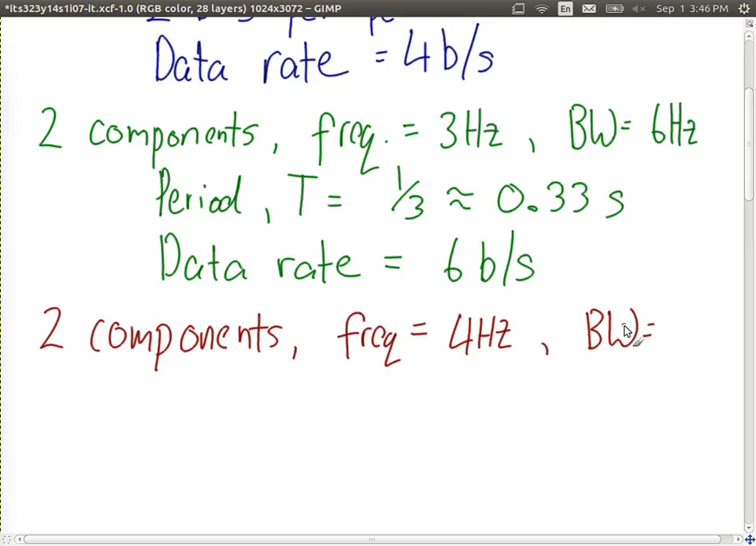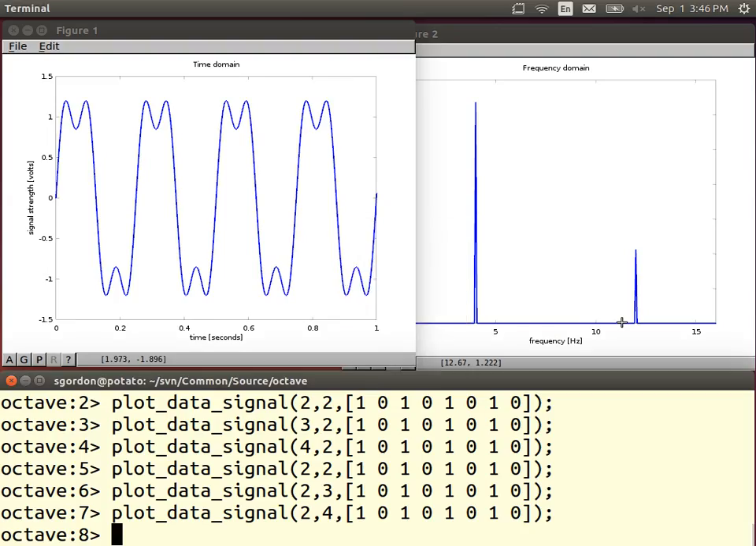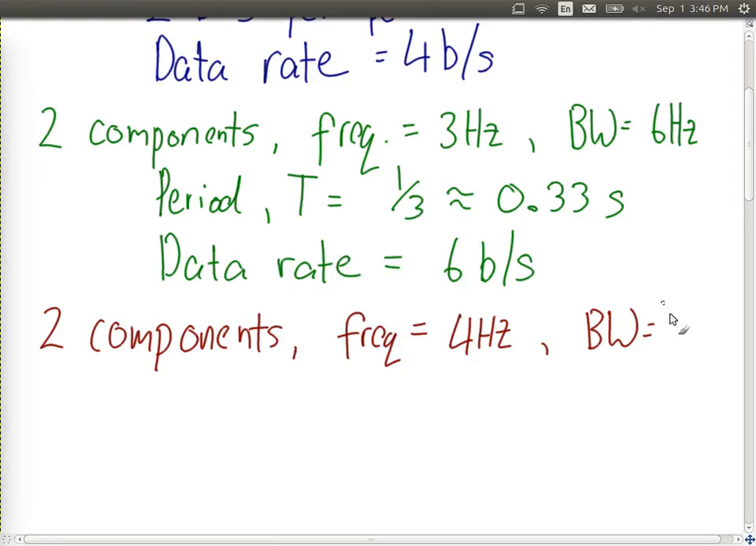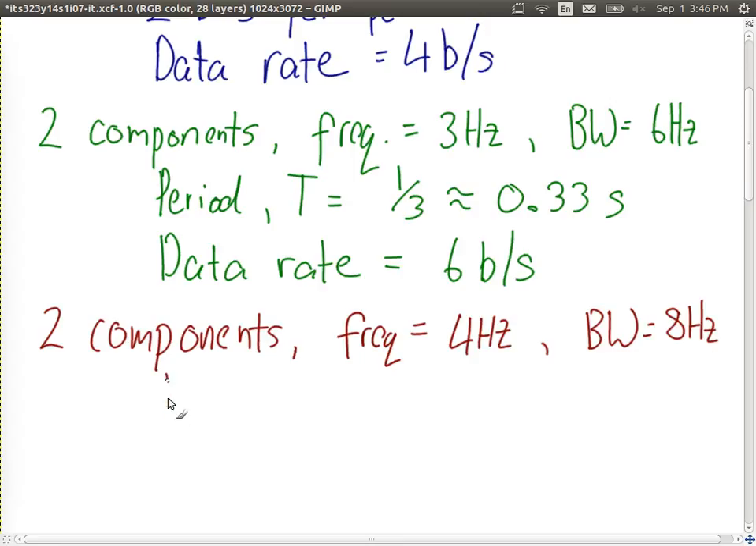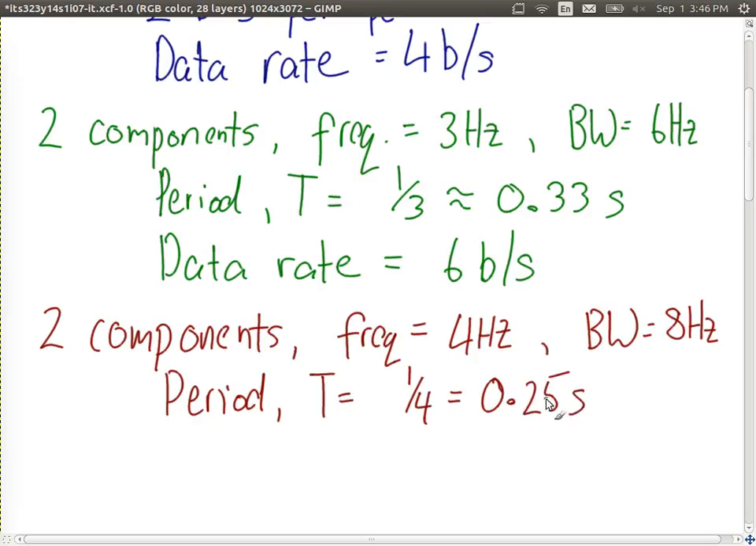What was our bandwidth? Bandwidth was from 4 up until 12, or 8 hertz. The period is a quarter of a second. And in 1 period, we can send 2 bits. So in 1 second, we can send 8 bits.